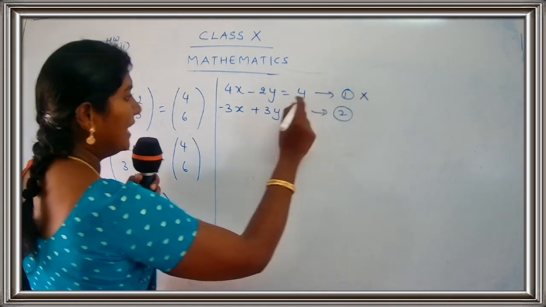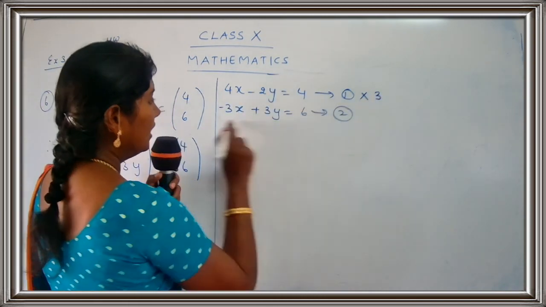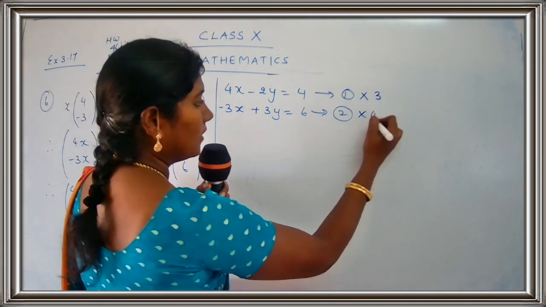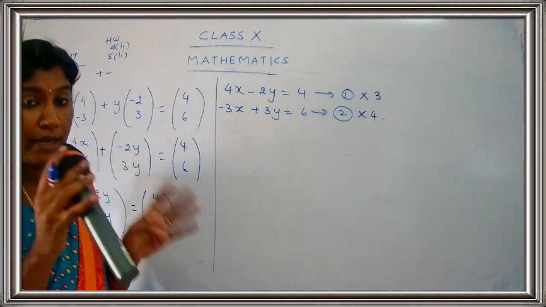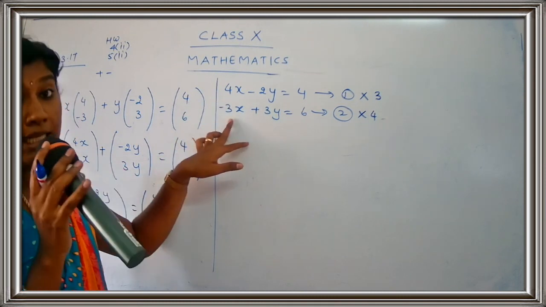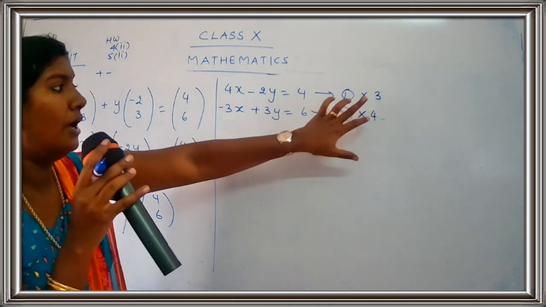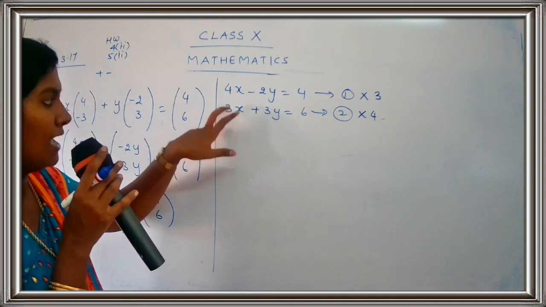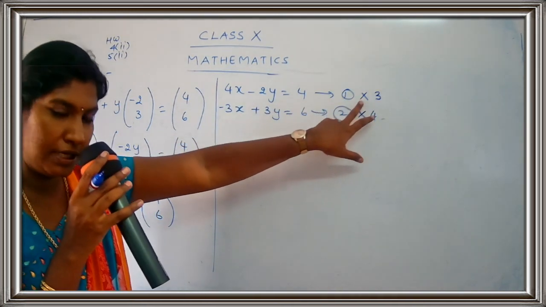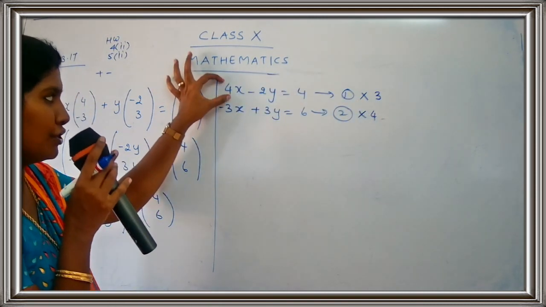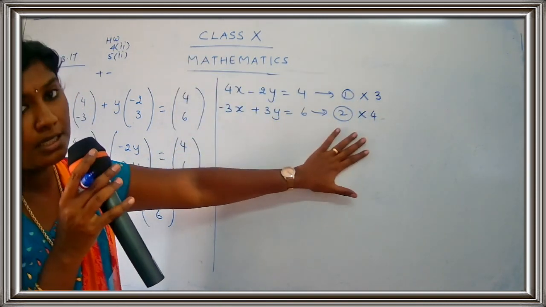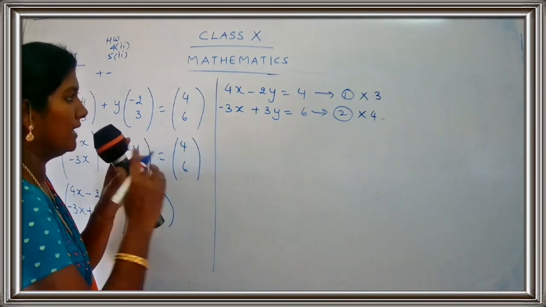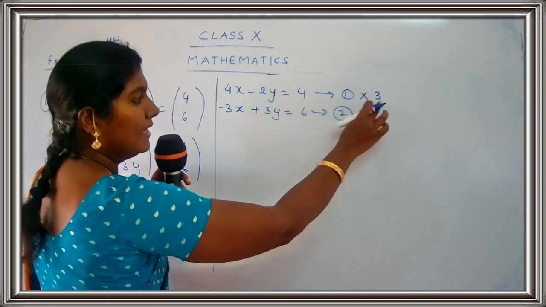Getting my point? We are going to multiply equation 1 by 3 and equation 2 by 4. Why am I going to multiply? Because I want to make the coefficient the same. So I am going to interchange the coefficients. I am going to take the coefficient of x from the first equation and multiply it to the second equation, and the coefficient of x from the second equation and multiply it to the first. Is the step clear, children? Okay, now let us go for the multiplication. So you are going to multiply by 3.